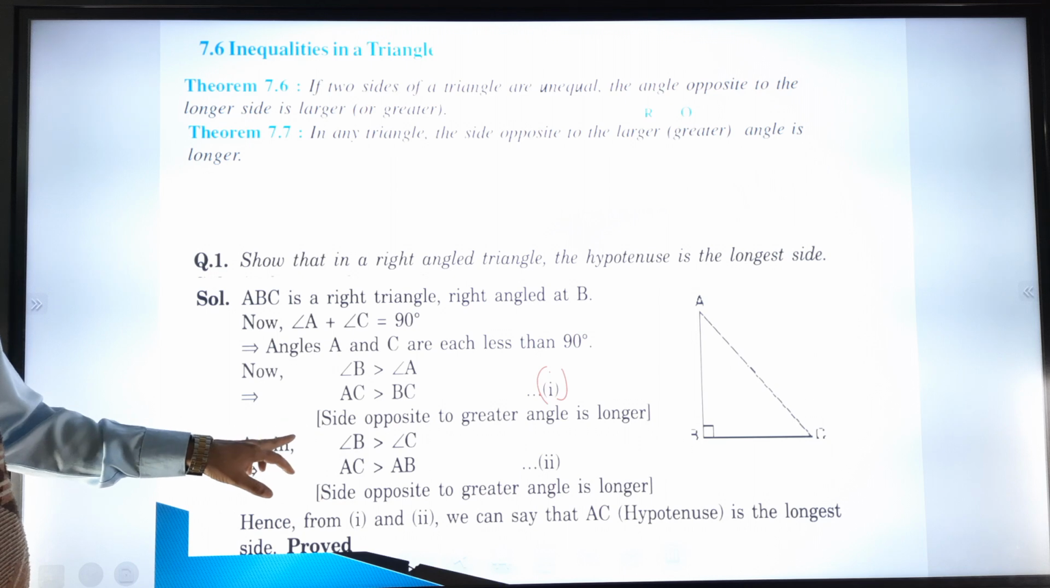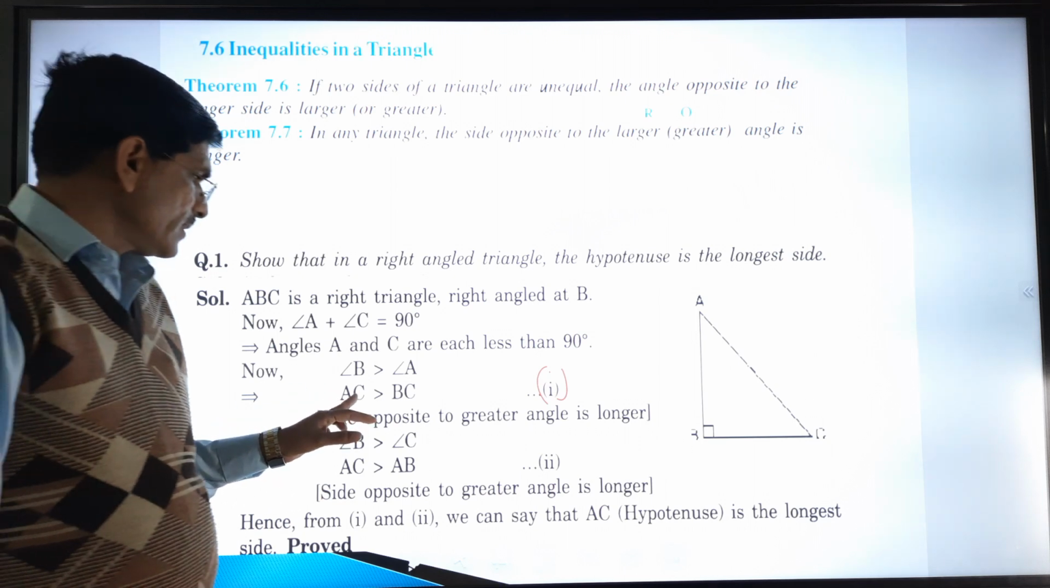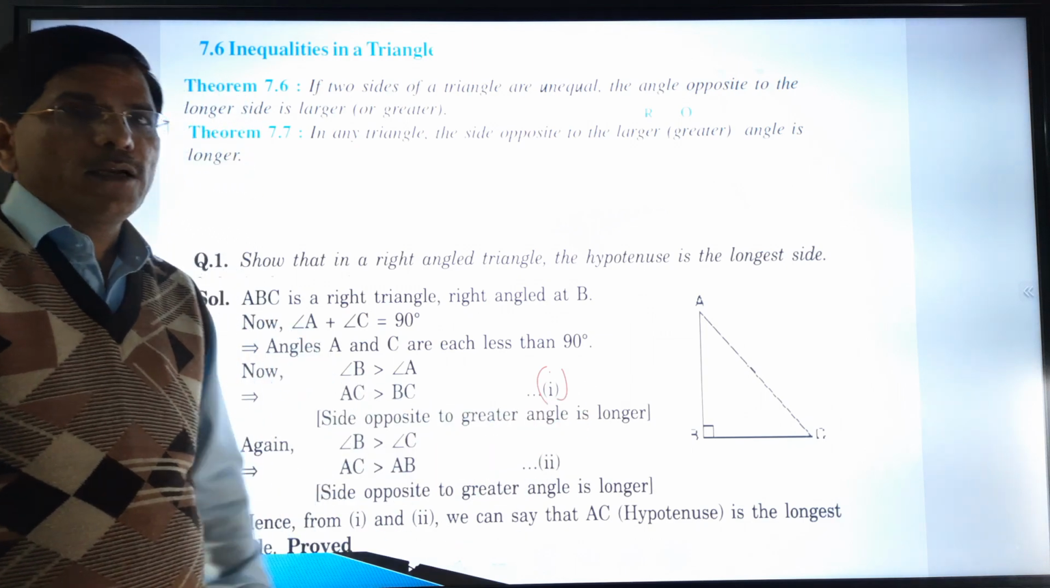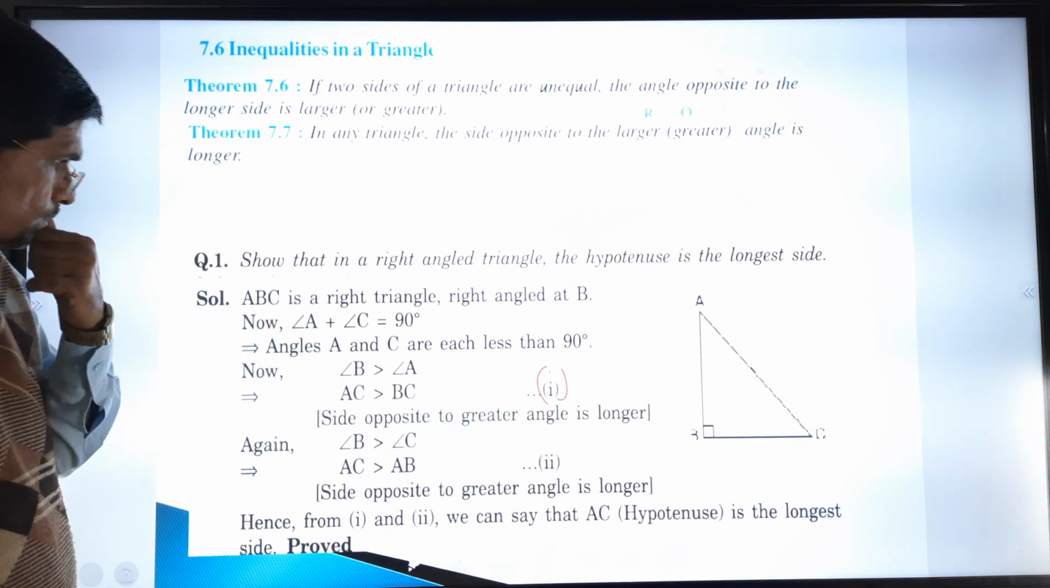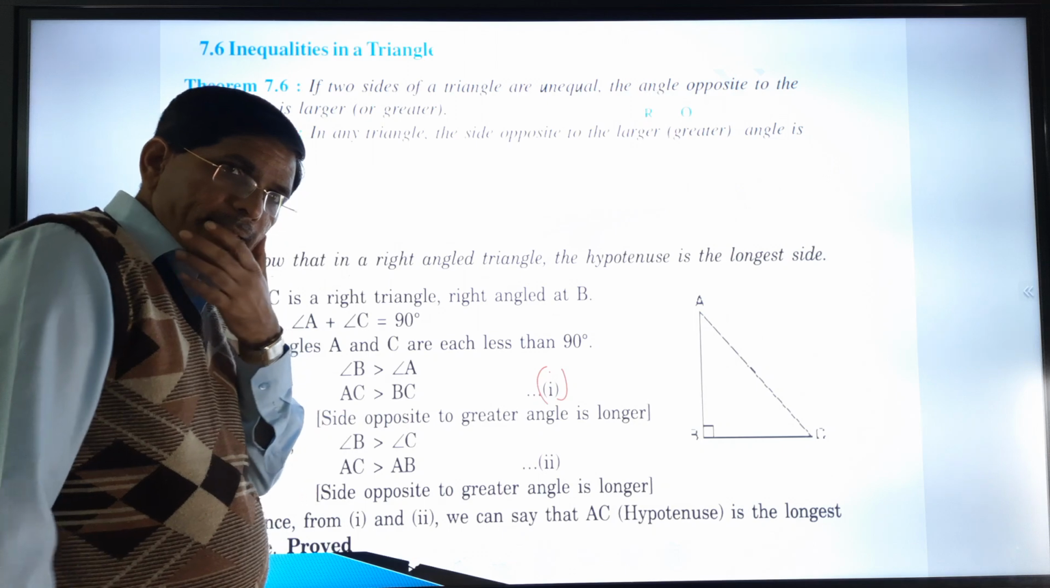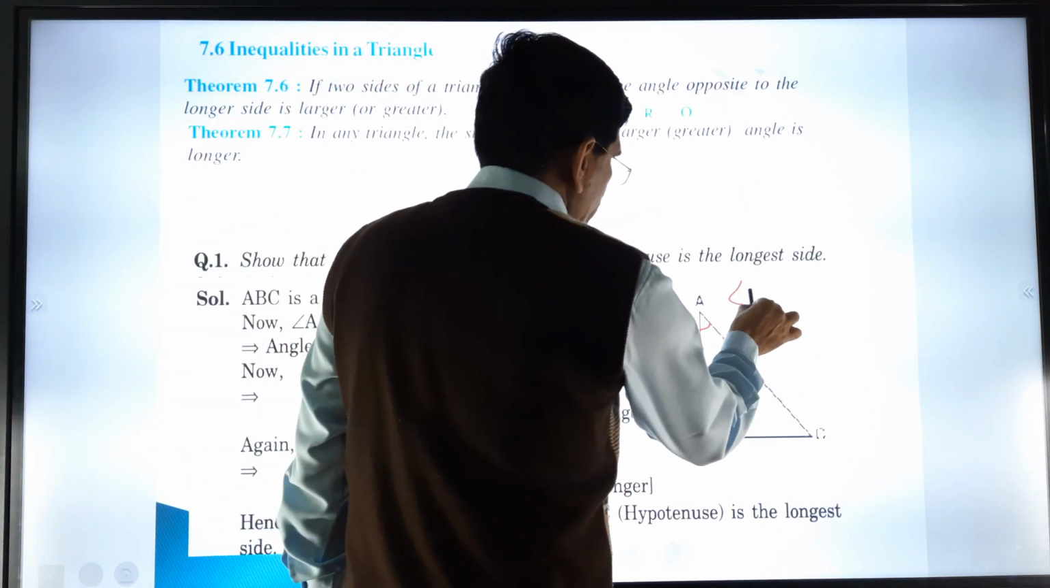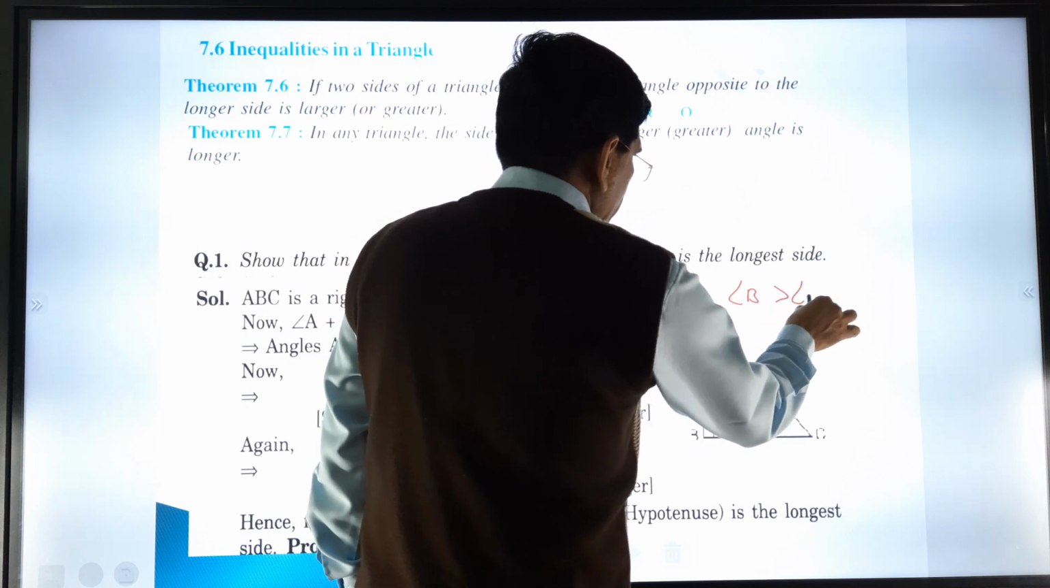Now another way, why can we say AC is greater than BC? The side opposite to the greater angle is longer. Another way, second time. First time we have said that angle B is greater than angle A.